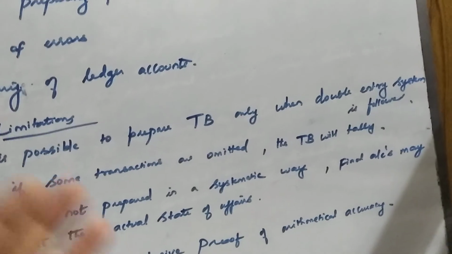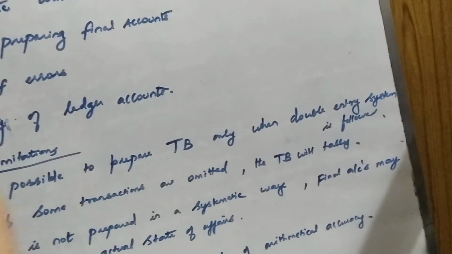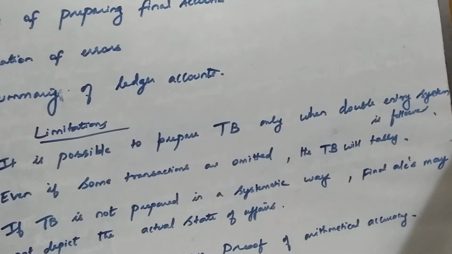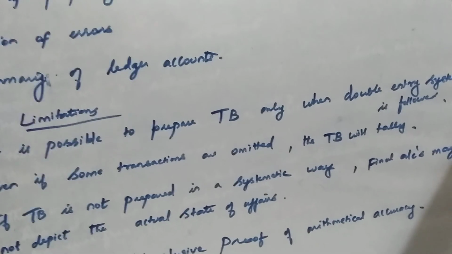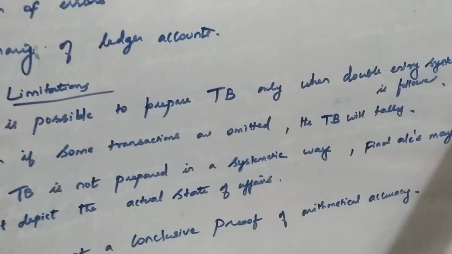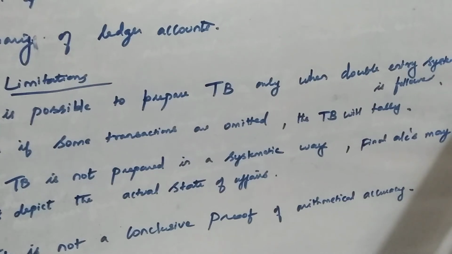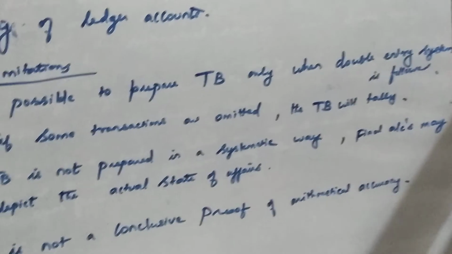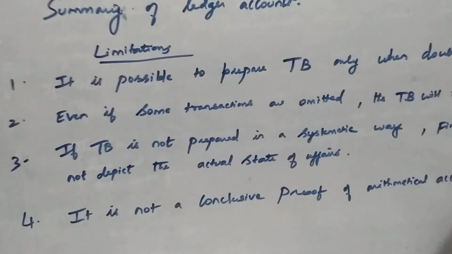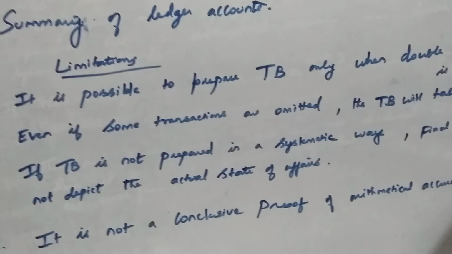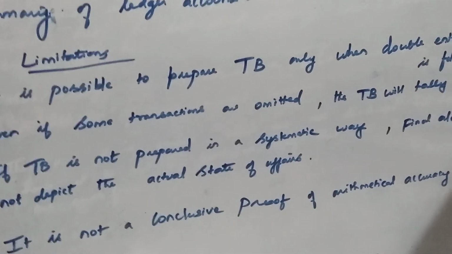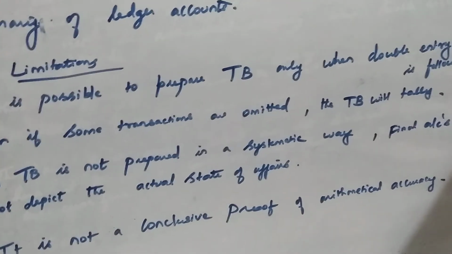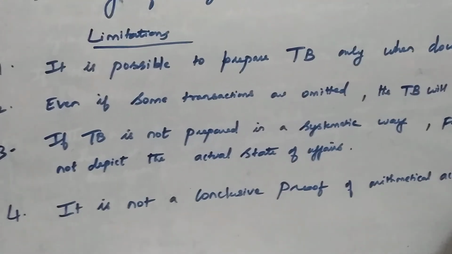Other transactions will be recorded in the journal. It will be posted in the ledger, and from ledger you will take down the balances and prepare the trial balance. Even if both the debit column as well as the credit column are equal, you cannot say that it is a conclusive proof of arithmetical accuracy. Why? Because in case we omit a transaction completely, it is not shown in the trial balance. So this is one of the major limitations of trial balance.